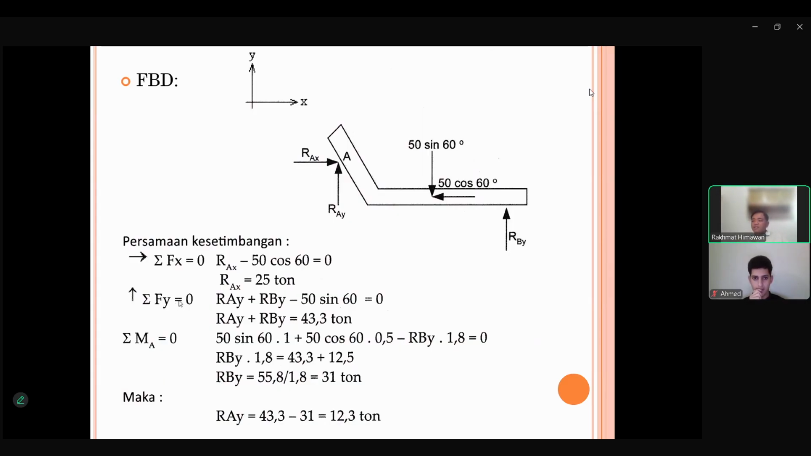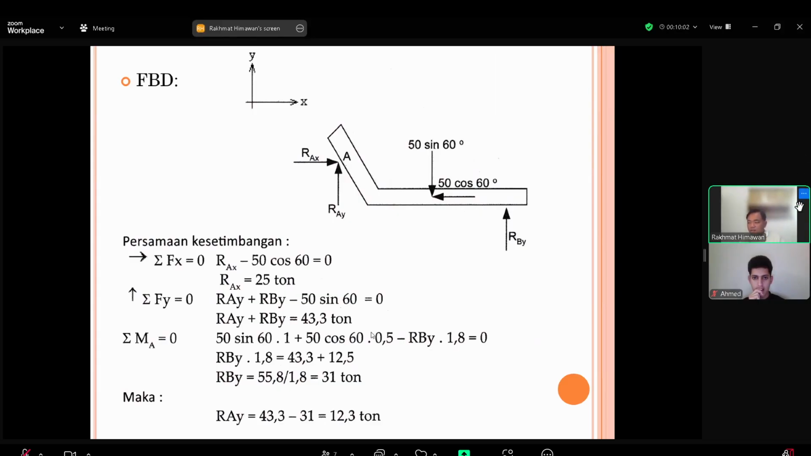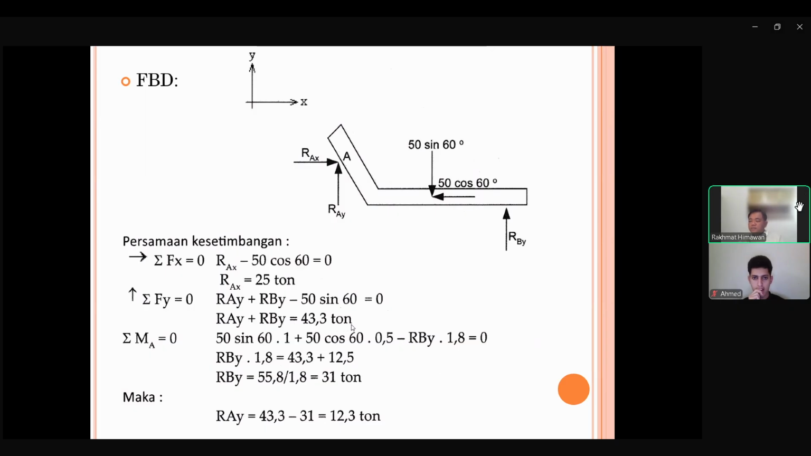And second question is if you use sigma fy equal to 0. So we check everything that is in y-axis. We have RAY going up, so plus. RBY going up is also plus. 50 sine 60, it's going down, so it's minus. Okay, so we got RAY plus RBY equal to 43.3 ton. Okay, we got this equation. We're not finished because both of these variables, we want to know how much is that.